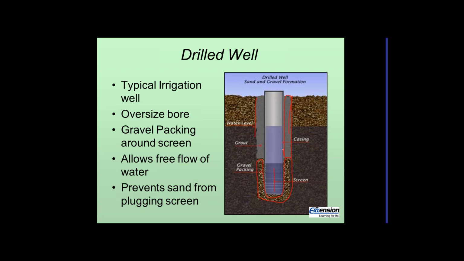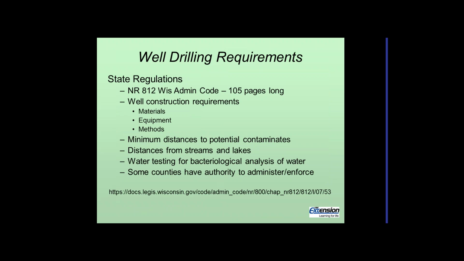So that's typical. In a typical well, you might have a 20-inch or 18-inch bore, and then the casing might be 14 inches in diameter. That would be a typical well size for Wisconsin.